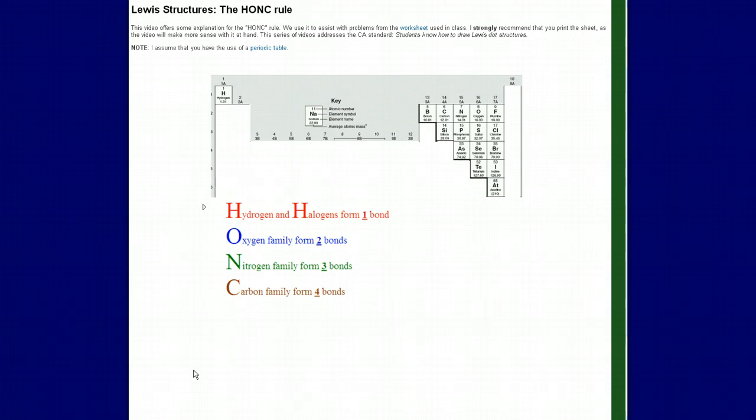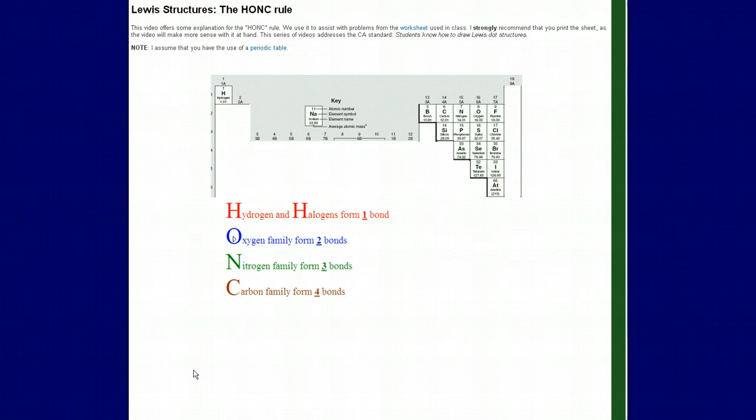Now understand these are rules, they're not immutable laws of science, and so there are going to be exceptions. Nonetheless, most of the time these rules apply, and they help us in deciding how many bonds will be around any given atom in a covalently bonded compound. So it goes like this. Hydrogen and the halogens will form one covalent bond in covalent molecules.